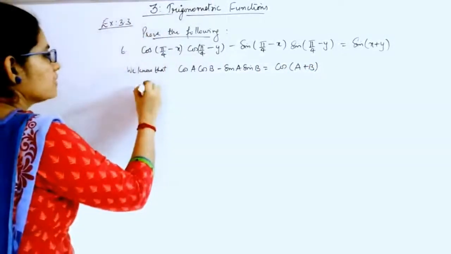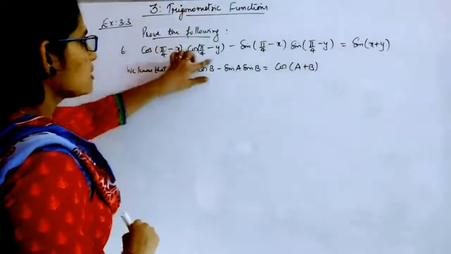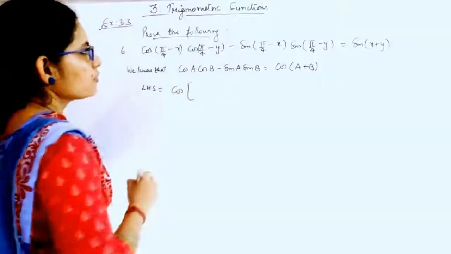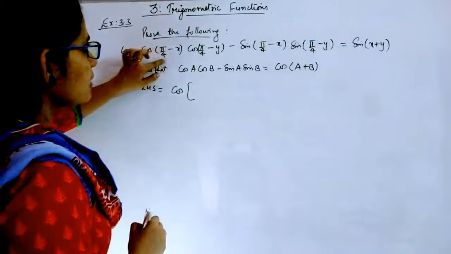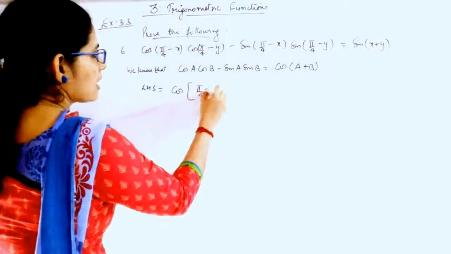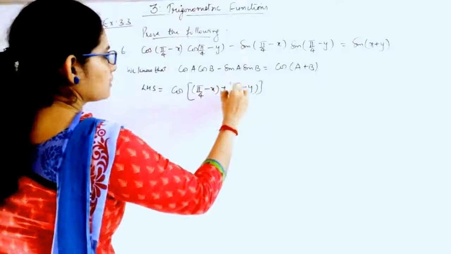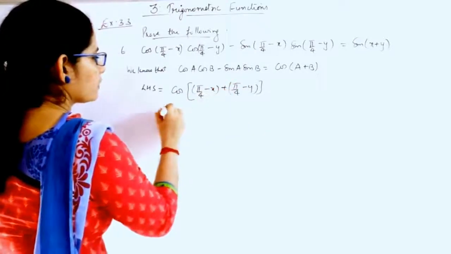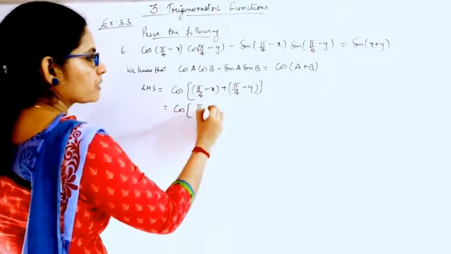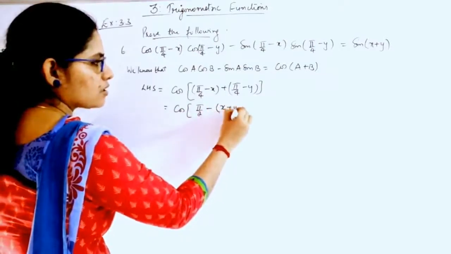This is what we are going to use in this problem. Now we can start with the LHS. The LHS is of the form cos a cos b minus sine a sine b, where this is a and this is b. So you will get cos of a plus b, that is cos of pi by 4 minus x plus pi by 4 minus y, right? Now pi by 4 plus pi by 4 gives pi by 2, minus x minus y. I am taking the negative out so that it becomes minus of x plus y.